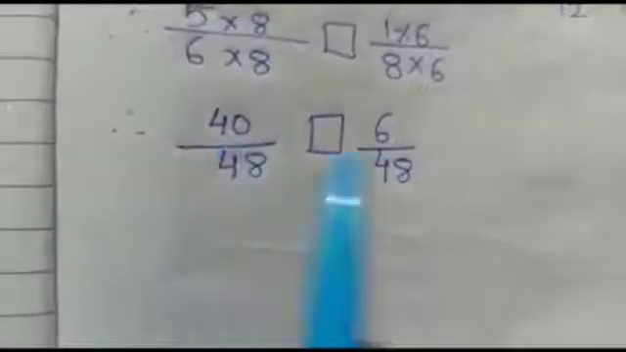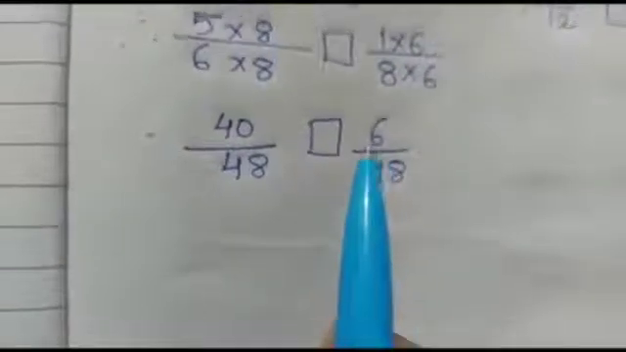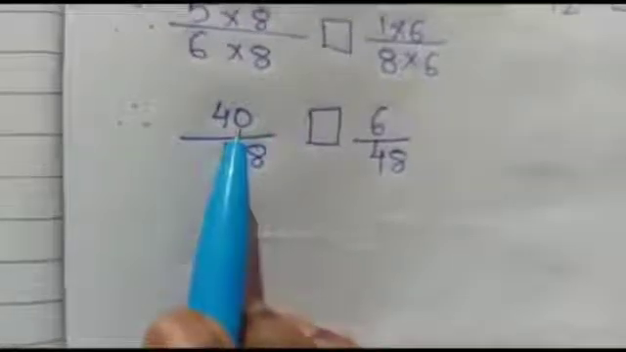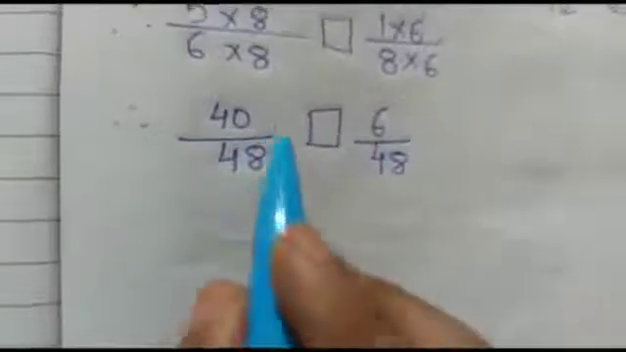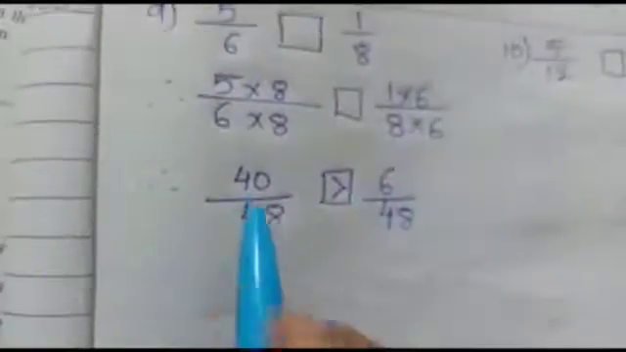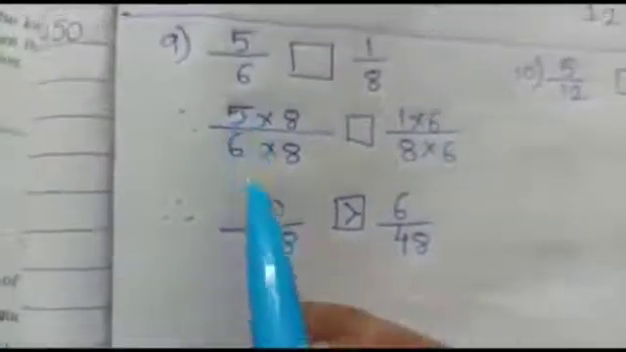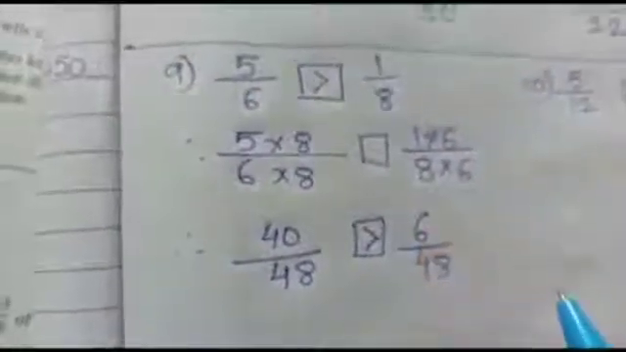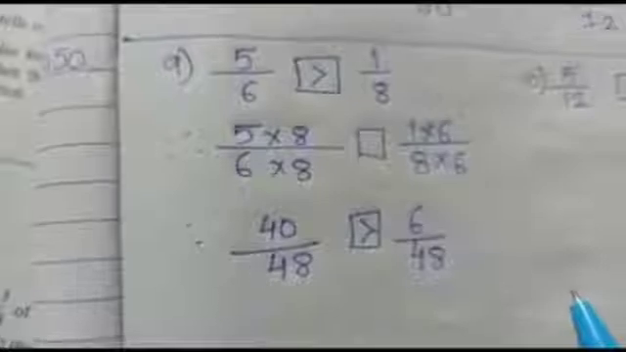Now you have to see in the numerator which one is the bigger one. So which one is the bigger one among 40 and 6? 40. So 40 upon 48 is greater than 6 upon 48. So 40 upon 48 you got from 5 upon 6. So ultimately 5 upon 6 is greater than 1 upon 8. Okay, is that clear?